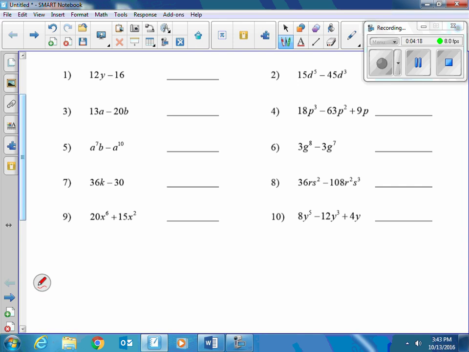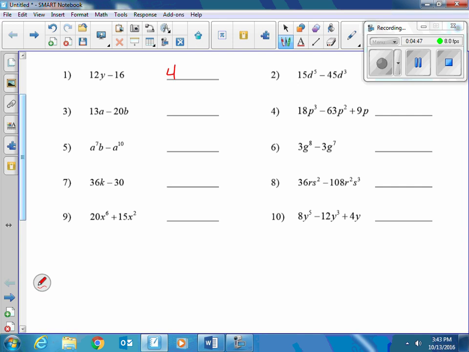So while 2 goes into both, doesn't 4 also go into both? So we could factor out a 4, but let's see if there's anything higher than that. Does a 6 go into both of those? Well, it goes into the 12, but not into the 16. So the 6 is out. Does 8 go into both? Well, 8 will go into 16, but it won't go into 12, not evenly. So 8 is out.